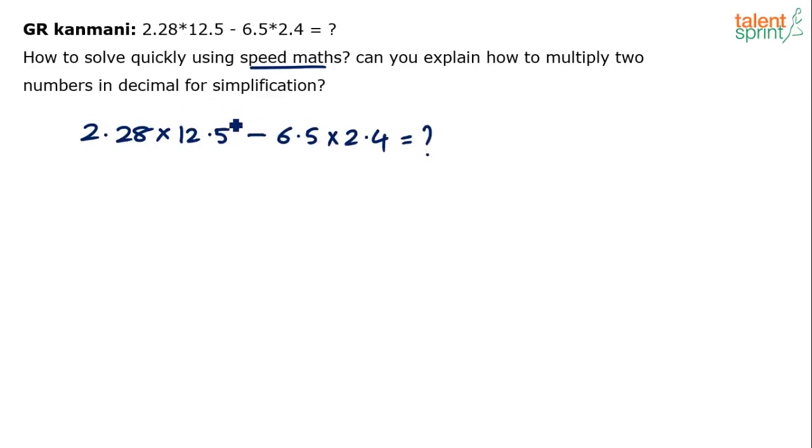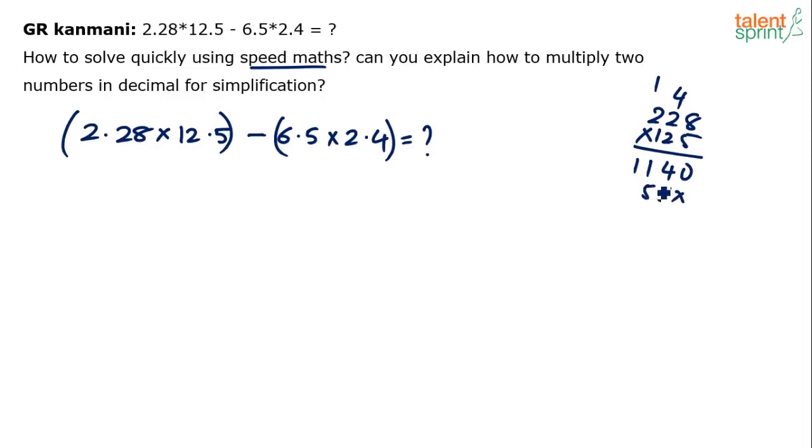Now going by the BODMAS rule, you know that first you have to perform the multiplications and then take the difference between these two. Finding out the difference is easy, but the question is how do we actually simplify this part? How do you multiply 2.28 with 12.5? If you want to do 228 into 125, 5 8s are 40, 5 2s are 10 and 4, and so on, then you better don't take the exam.